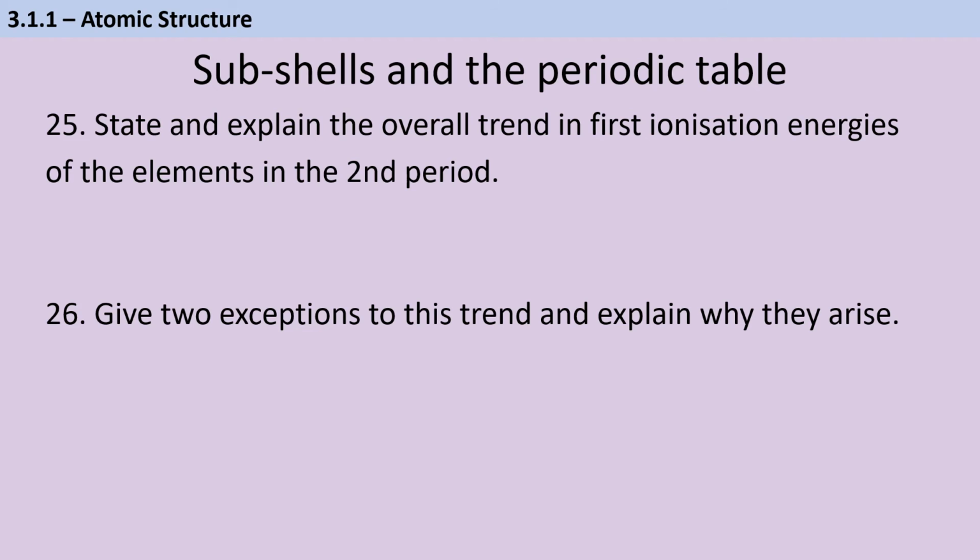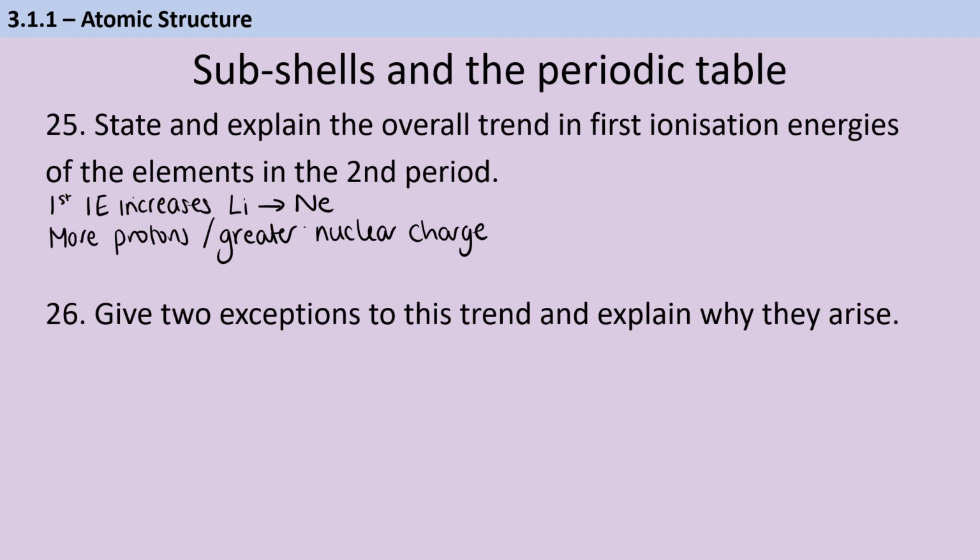As you move across period 2, from lithium to neon, the overall trend in first ionization energy is that it increases. And the reason for this is that as we go left to right across the periodic table, each new element has one more proton, so we're increasing the amount of nuclear charge. However, what we're not doing is adding any more shells, so there's no difference in the shielding. Usually when this question comes up, you need to talk about both the increased nuclear charge and the lack of more shells in order to get 1 mark, so it's really important that you include this.